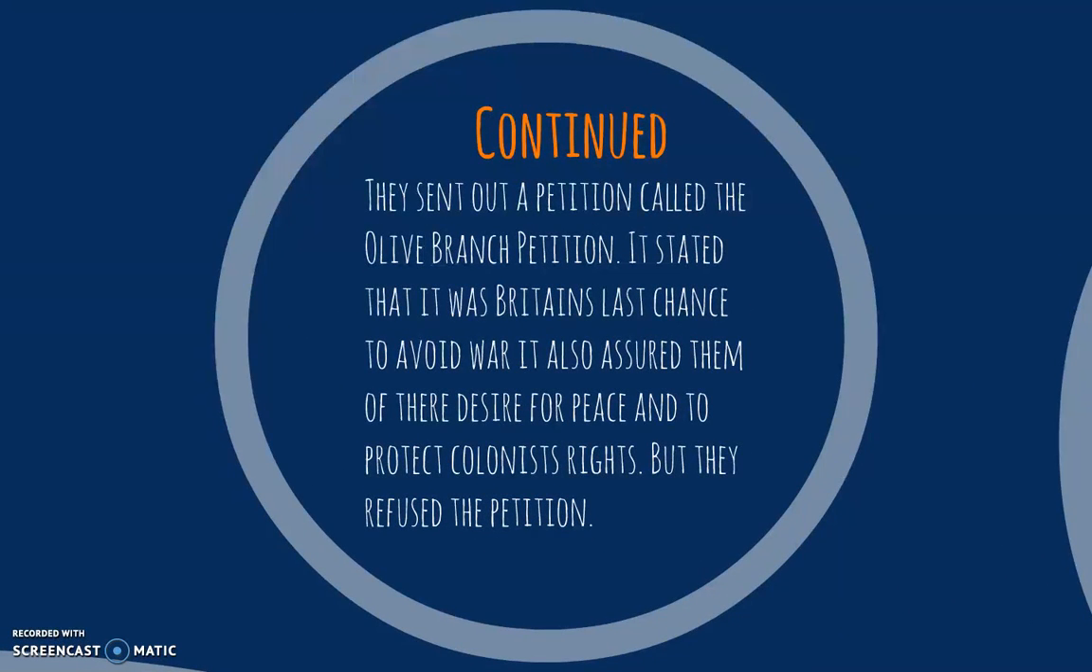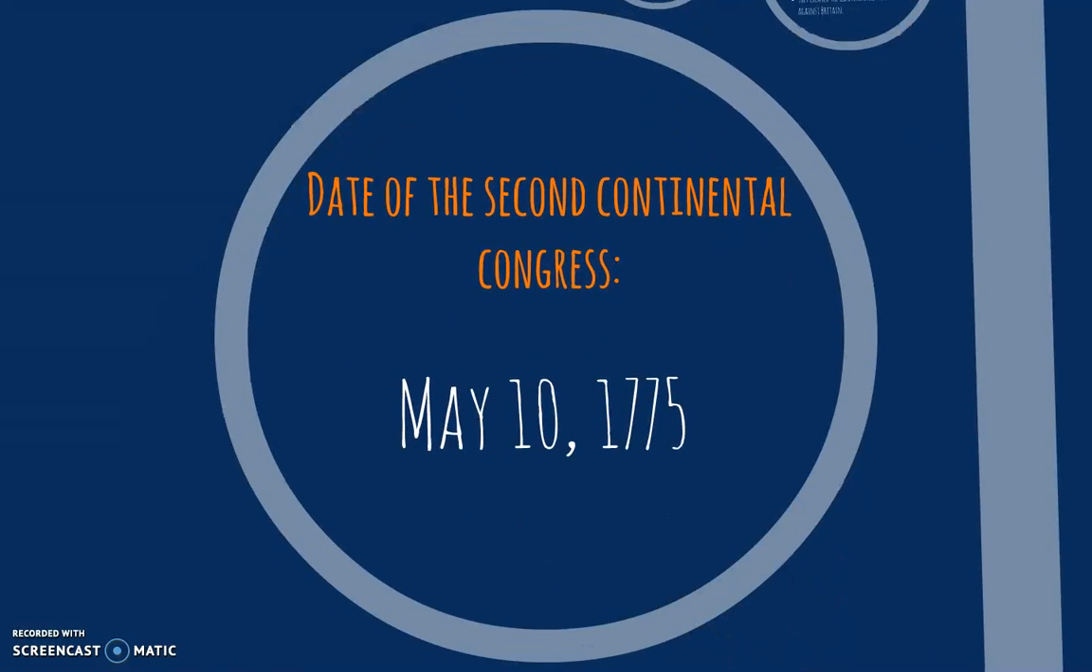They sent out a petition called the Olive Branch Petition. It stated that it was Britain's last chance to avoid war. It also assured them of their desire for peace and to protect colonist rights, but they refused the petition. The Second Continental Congress took place on May 10, 1775.